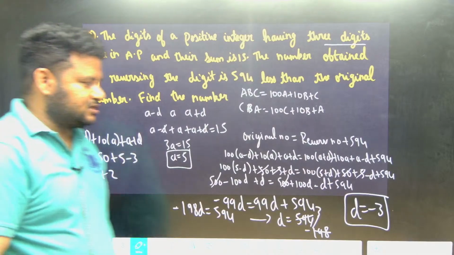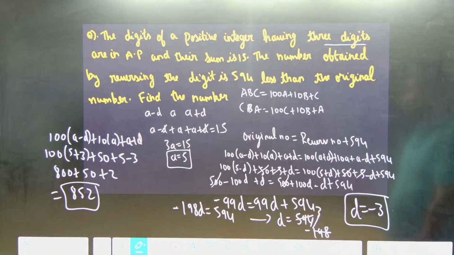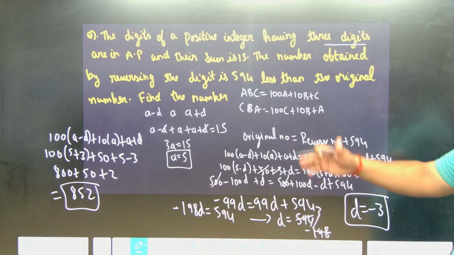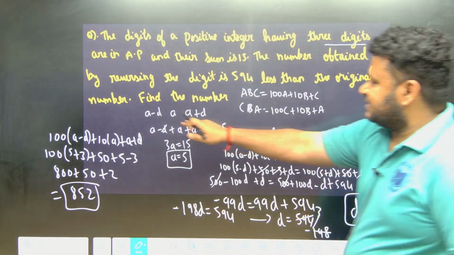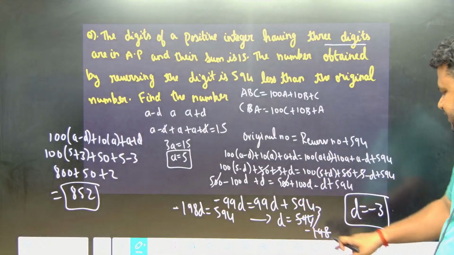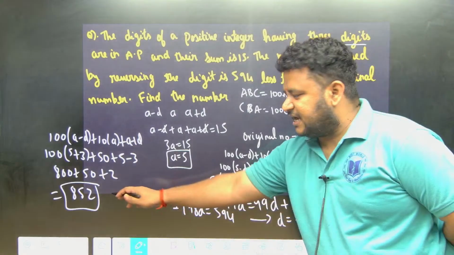This is the original number. So it is a fairly simple question, a little calculative, but simple calculations. Wherever possible, please cancel and you will get the answer very easily. Once you take the terms like this, directly you will get the a value, and on simplifying based on the given condition, you will get the d value as minus 3. Once you put the a and d values, you will get 852 as the answer.